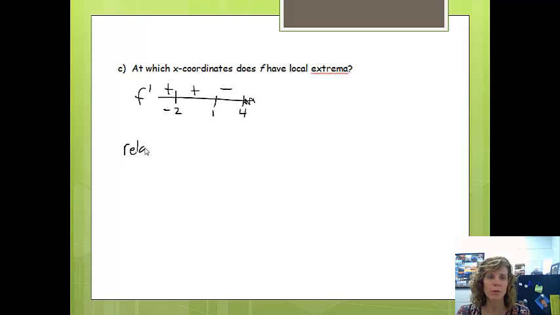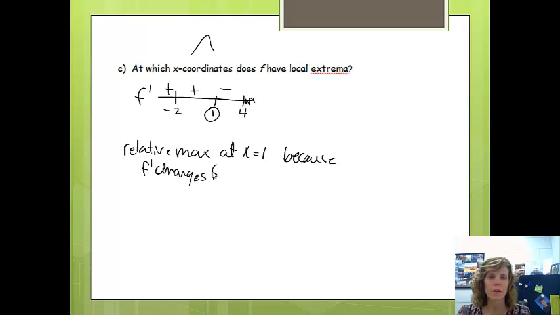So I'll start with the relative or local maximum, and that will be occurring at x equals 1, and if you'll notice, the reason that it's occurring at x equals 1 is because that's where the derivative is changing from positive to negative, which means the function's going up and then it's going back down. So we'll have a justification because f prime changes from positive to negative.